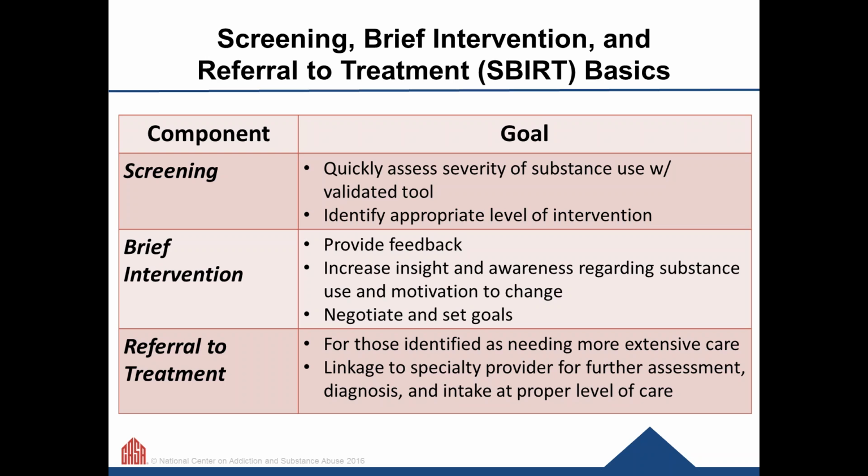Breaking down the steps a little bit further, the S of SBIRT is screening. The idea here is to quickly assess the severity of substance use with a validated tool. There are lots of tools out there, and for different populations, the AUDIT and the DAST and the ASSIST are examples of some widely used validated tools. The idea here is to identify the appropriate level of intervention for the people that you're screening.